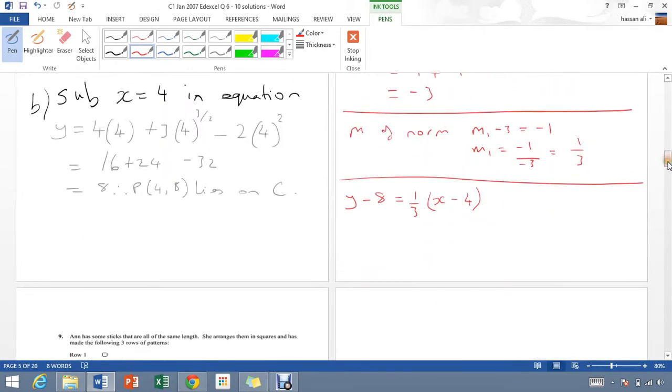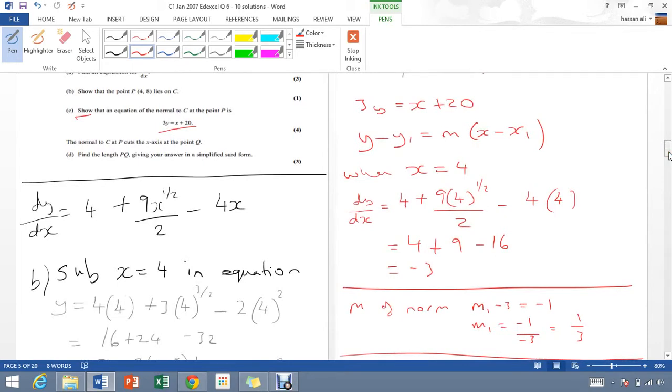Now that should give me a hint as to what I'm trying to do with this. So times everything by 3. That'll give you 3y minus 24 equals x minus 4. Alright, don't need those brackets there. And then you want it in the format of 3y equals x plus 20. So if I take that minus 24 across, that will give me my x, because minus 4 plus 24 will give you x plus 20. And that's that question there.